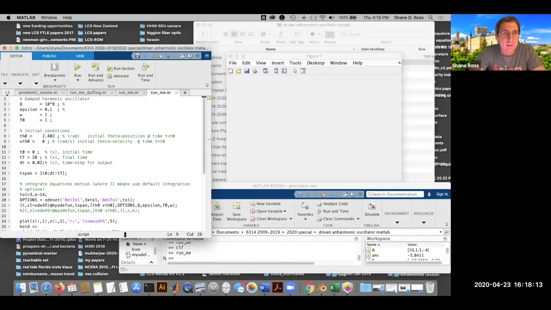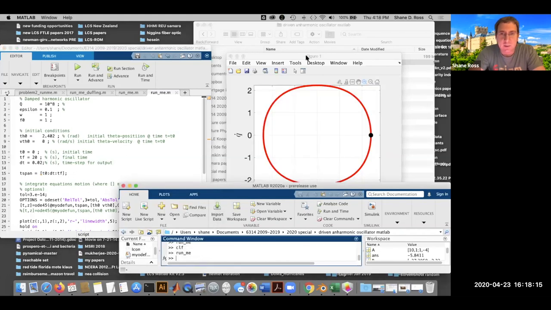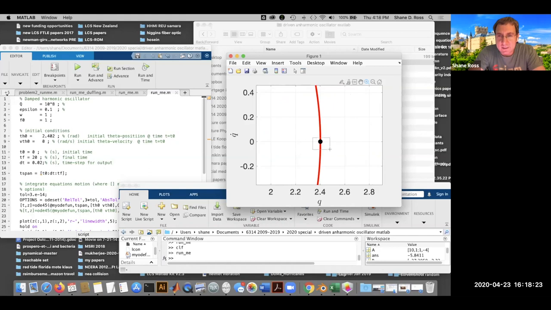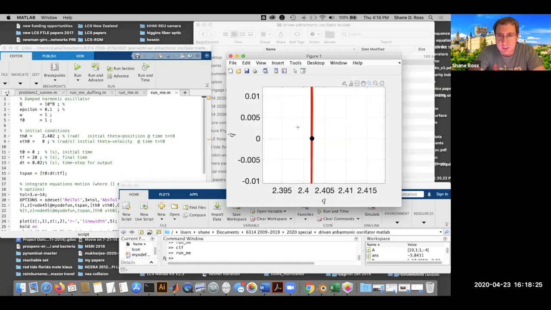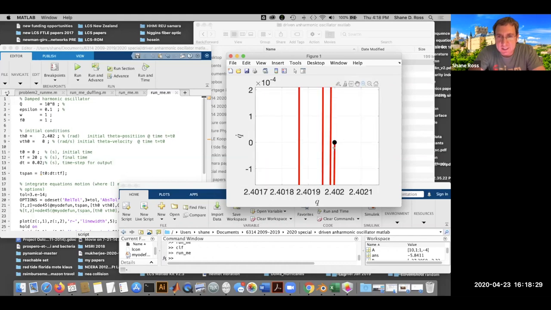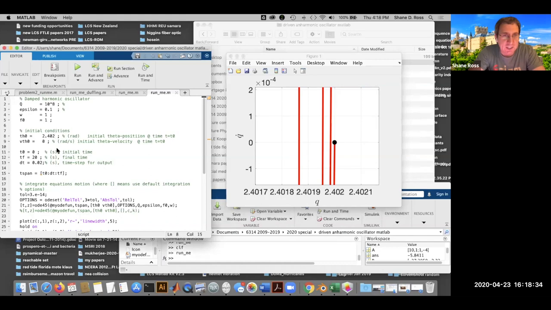And is it running? Yeah, there we go. Okay. It still looks periodic, and hopefully it is indeed periodic, at least to some really high precision. You can see, it's close. It's not exactly coming back. It's kind of spiraling in. So I could keep adjusting this number.